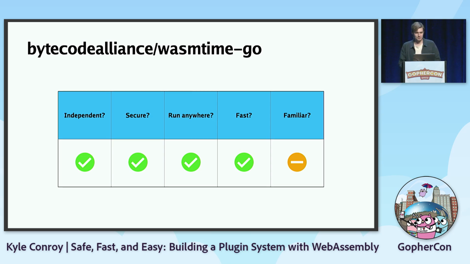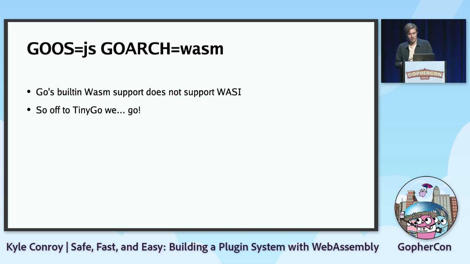But we need to talk a little bit more because this slide is not technically true. So on the familiarity front, Go's built-in support for WASM isn't very great right now. It's targeted mainly at the browser, right? You can tell that with GOOS=js, right? And that WASM support does not support the WebAssembly System Interface, which is what we're relying on for these plugins.